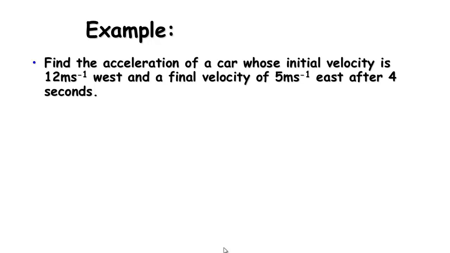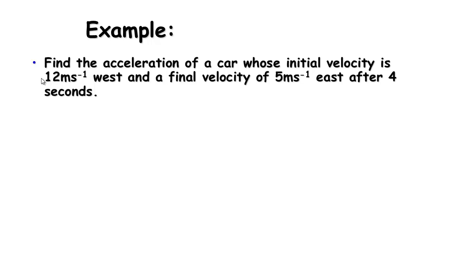So last thing I just want to work through is a very quick example. Find the acceleration of a car. We've got initial velocity is 12 meters per second west. Final velocity is 5 meters per second east. And that change occurred in 4 seconds. So we're after a equals v minus u over t. The important thing here, final velocity 5 meters per second east. We've got 12 meters per second west as our initial velocity.